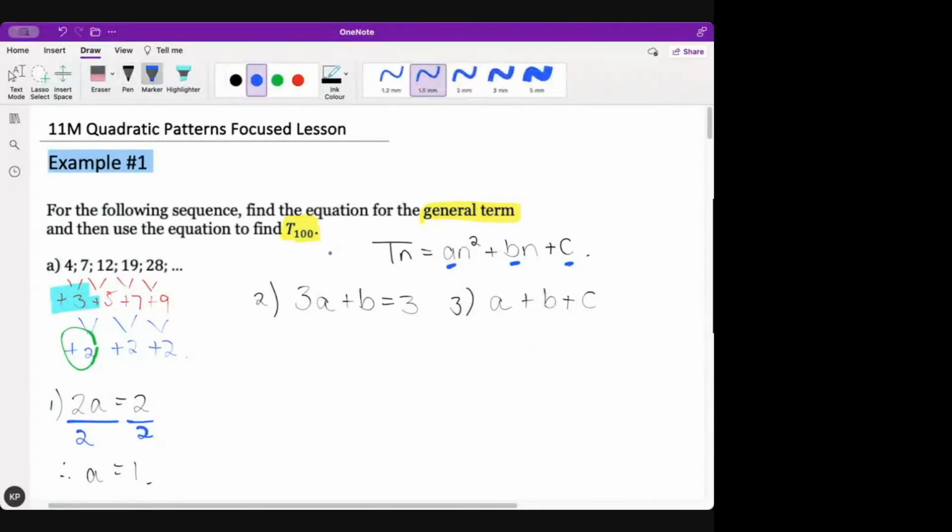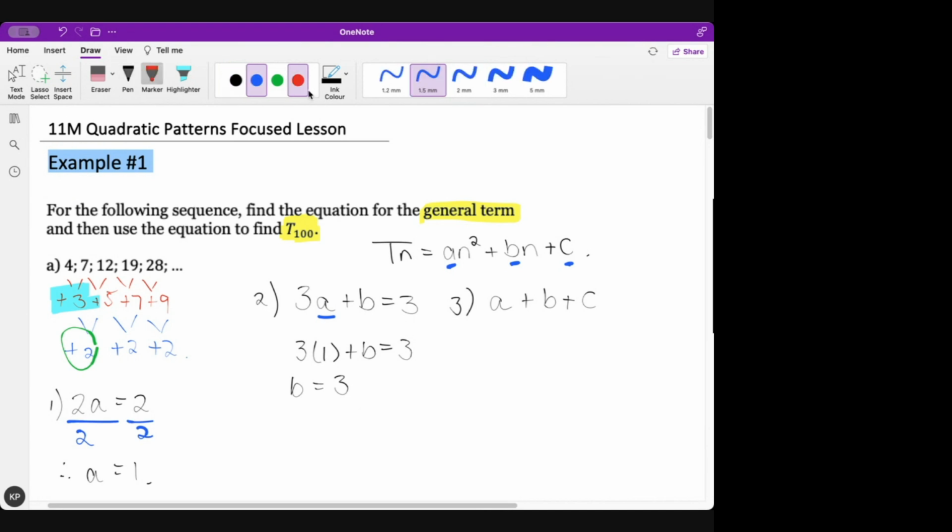So we have 3A plus B is equal to 3, which is my first difference, but we know A, we just worked it out. What's A again? How much is A again? 3 times 1 plus B is equal to 3. Thank you very much, guys. So that means that B will be equal to 3. That was already on the side.